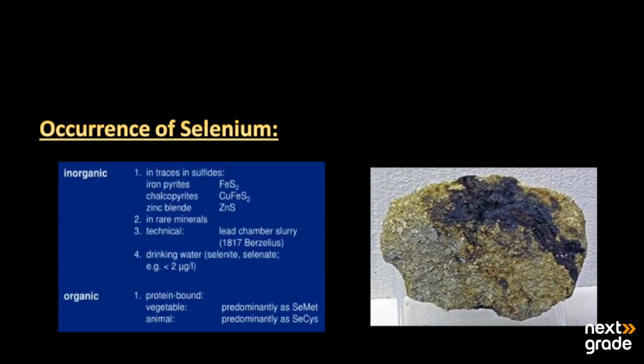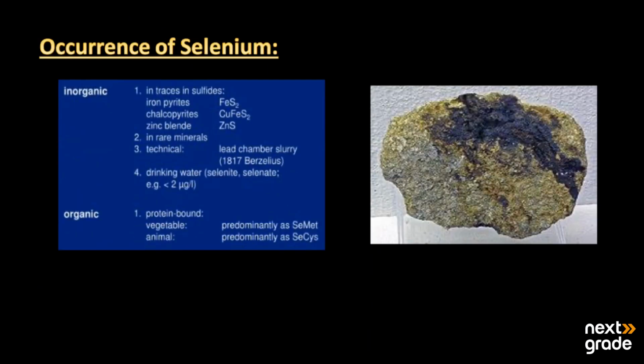After selenium, sulfur, we have the occurrence of selenium. Selenium is basically present in two states, in inorganic form and in organic form. When we talk about its inorganic form, it is present in traces in sulfides. It is present as iron pyrites, chalcopyrites, zinc blende, and in organic form, it is present as protein-bound in vegetables and animals, which is selenomethionine and selenocysteine. So these two forms of selenium are present.